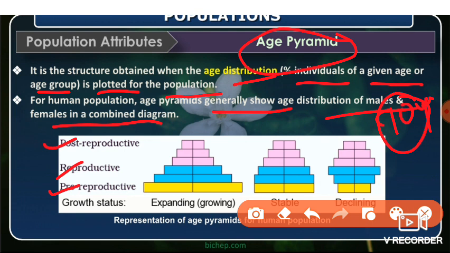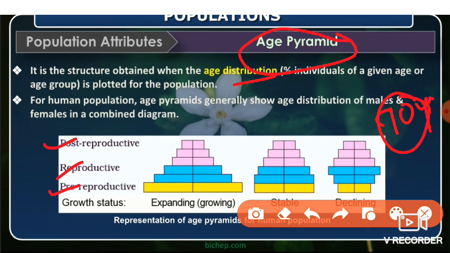Three main graphs they have given here. The one is expanding, that is growing. Another one is stable. Another one is declining. This is the expanding, this is the stable, this is the declining. And they have given the different ages with different names: pre-reproductive, then reproductive, and then post-reproductive periods. Here the first one is expanding or growing. You can take the example of India as the growing population.